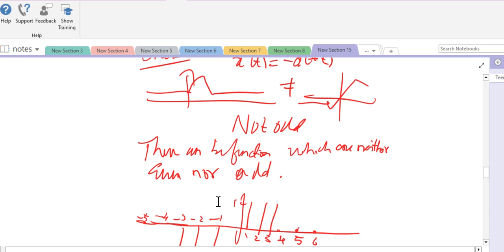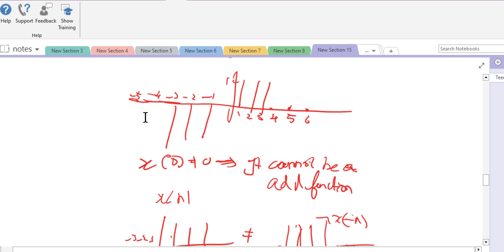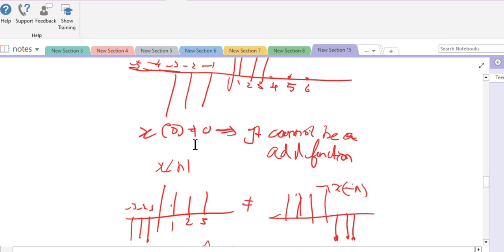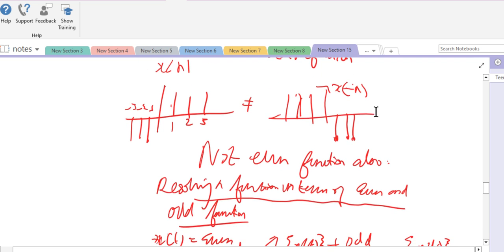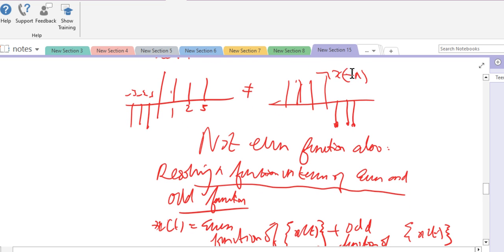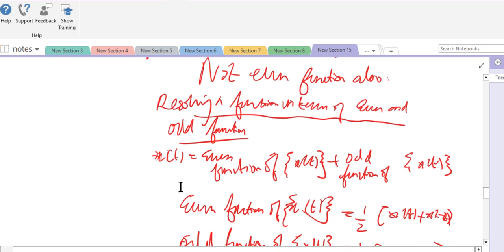The function which is neither even nor odd. This is the graph. x of 0 is equal to 0, but x of 0 is not equal to 0. It cannot be an odd function. So minus 3, minus 2, minus 1, 1, 2, 3 is not equal to this x of minus. Not an even function also, so the function is neither even nor odd.